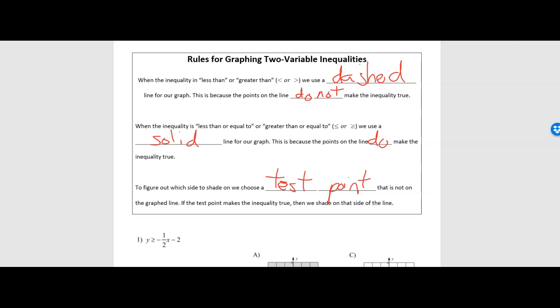Okay, we've now covered all the different rules for graphing two-variable inequalities. There are some more problems in this packet. We'll work on them in class, or you can get started with them on your own.